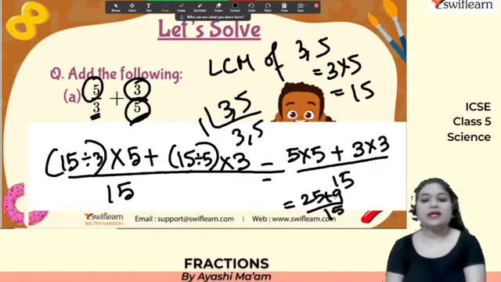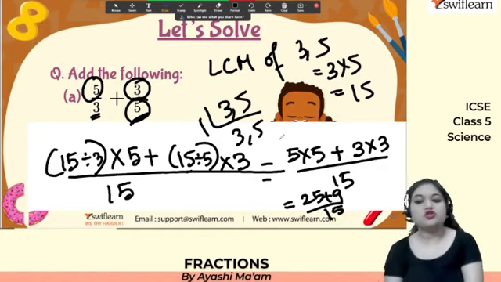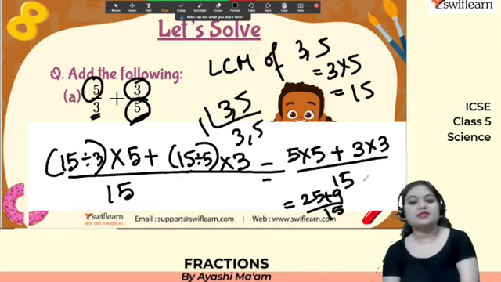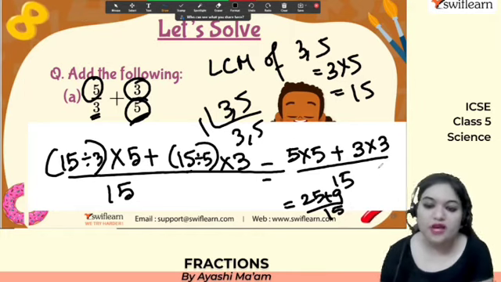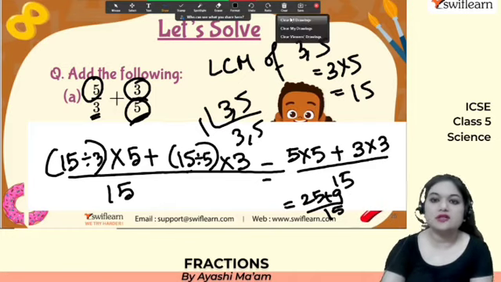Okay. Clear to you? Now you are getting a like fraction only. So 25 plus 9, what will be the answer? 34. 34 by 15. You can do the addition yourself.